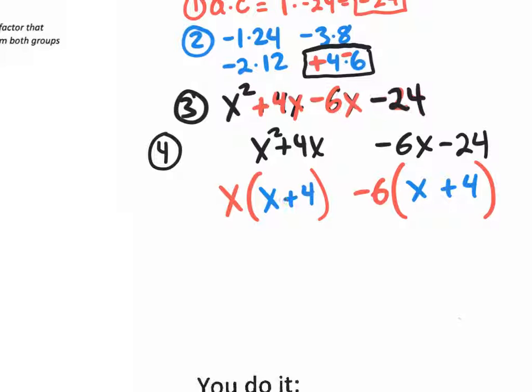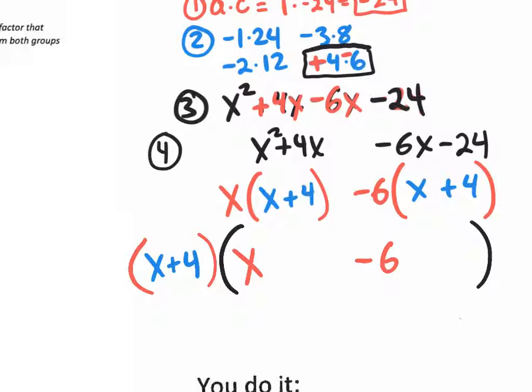We really want that common binomial in the first group and the second group, so we could actually pull it out. So my final step is to do exaggerated parentheses, put that common binomial out here in front, and what's left over on the inside? X minus 6. So the correct size parenthesis would be x plus 4, x minus 6.